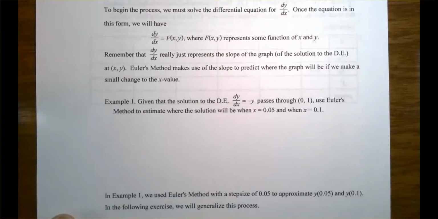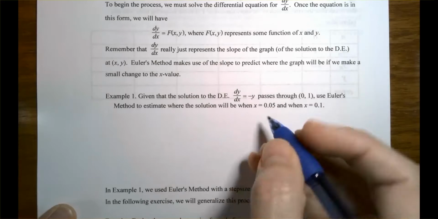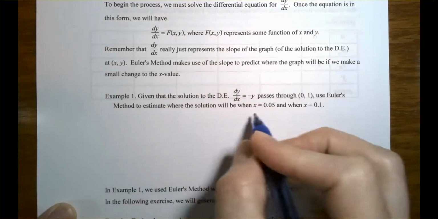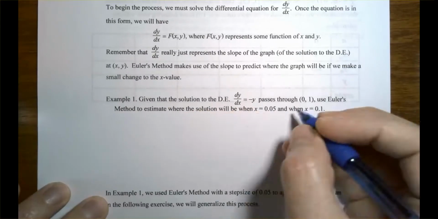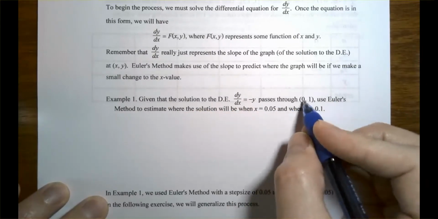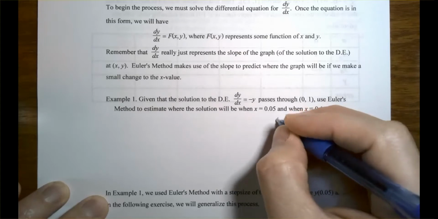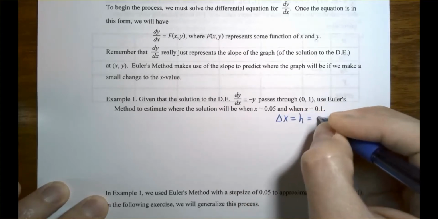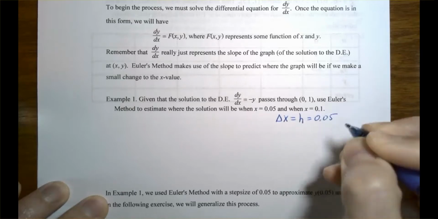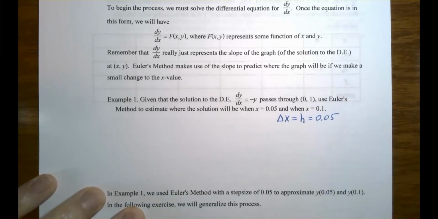It says, given that the solution to the differential equation dy over dx passes through (0, 1), use Euler's method to estimate where the solution will be when x is 0.05 and when x is 0.1. My step size here, you can see I'm going from 0 to 0.05 to 0.1. So my step size is my delta x, that's also my h, and that's equal to 0.05. My change in x each time is 0.05. It's going up by 0.05 each time. And so I'll just use h for that rather than delta x.